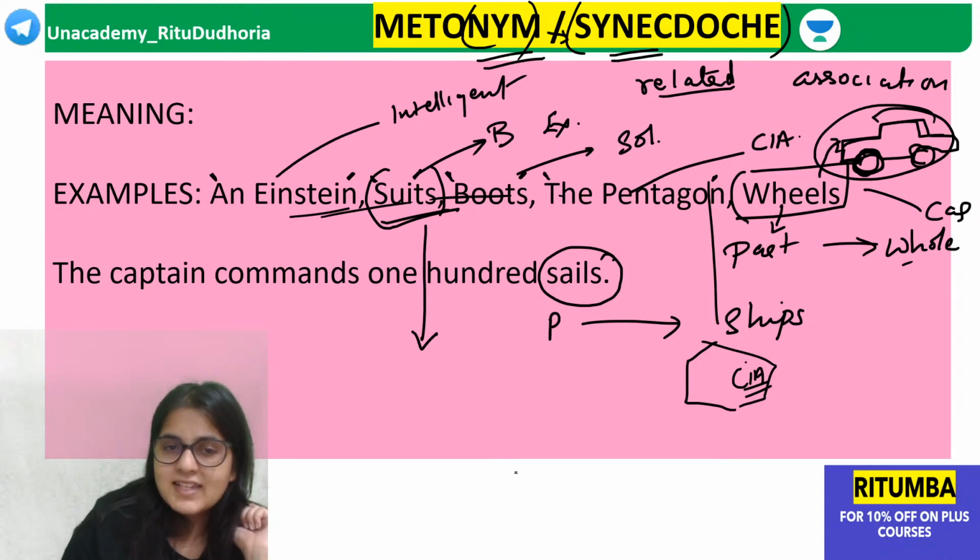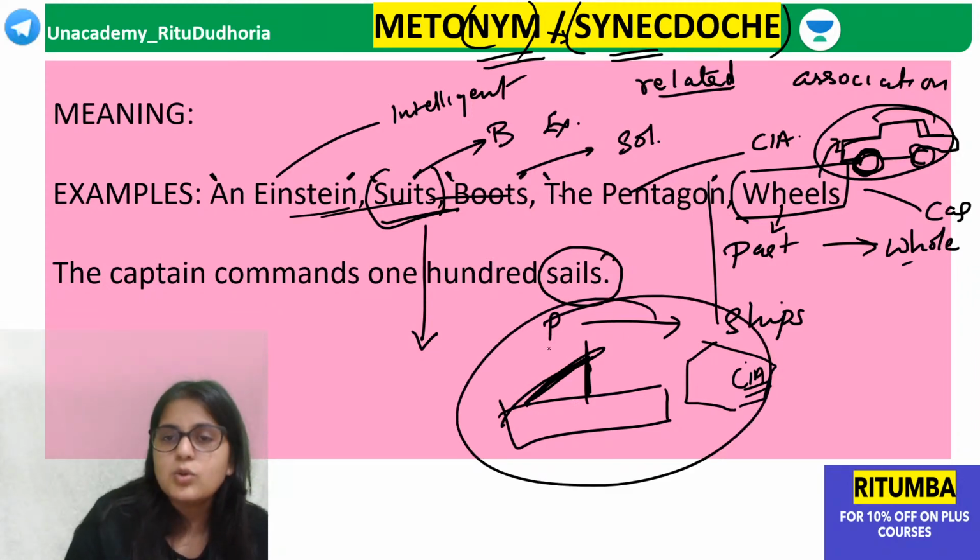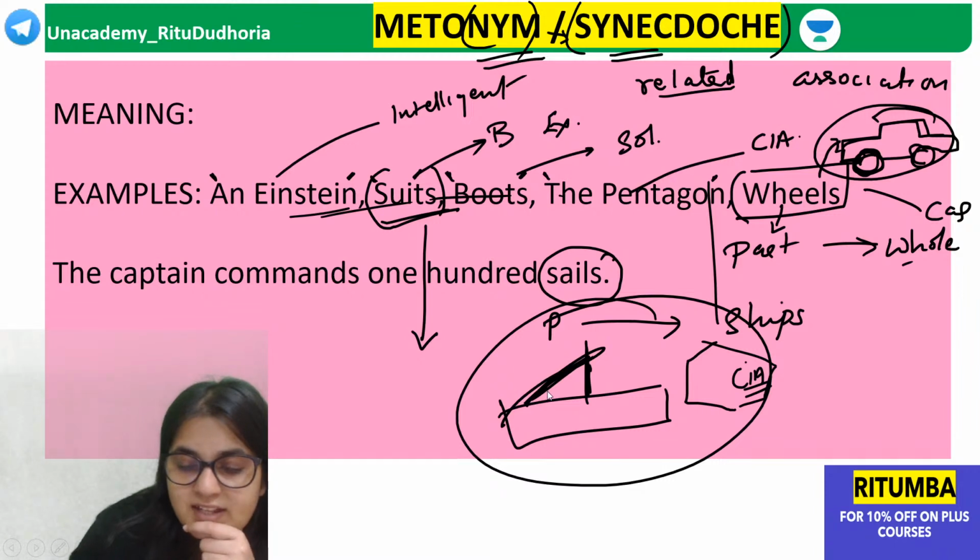When I say sail, sail is just a part of a ship. But when you say 1000 sails or 100 sails, it basically represents the whole ship. Did all of you understand this now? Yes or no? Correct, Shubham. Clear guys? Got it? Did everyone understand, guys?